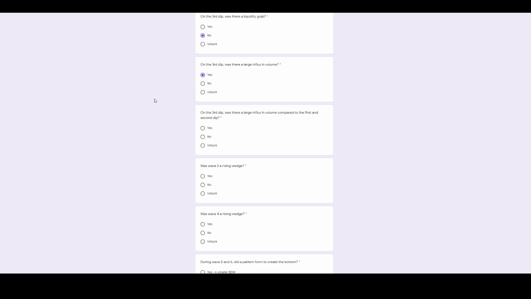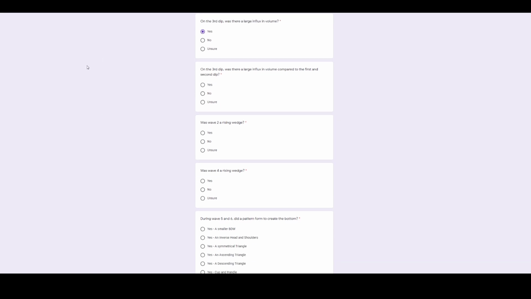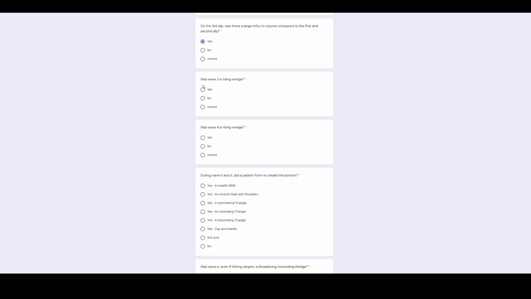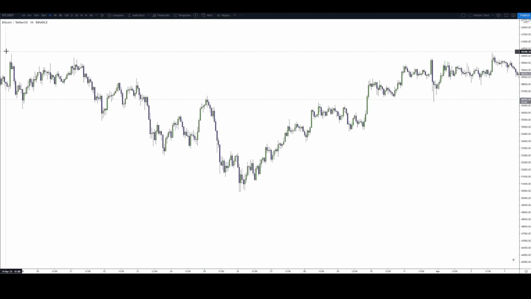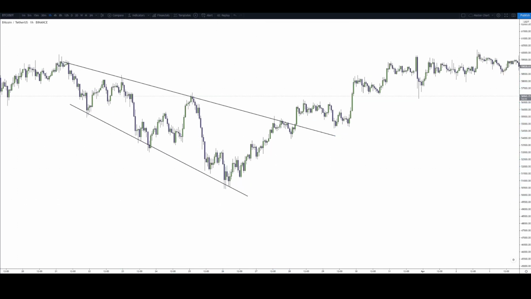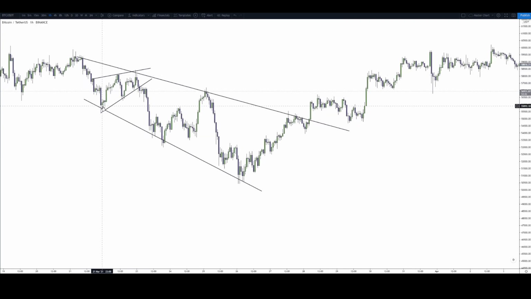So this can help us, once we get enough submissions, work out, is the liquidity grab necessary if there's a large amount of volume? And then was target 2 or target 3 reached, even without the liquidity grab, by breaching trend, if that makes sense. This is going to help get some good data. On the third dip, yes there was. Was wave 2 a rising wedge? So because of the patterns here, because of the larger pattern that's playing out here, because there's more than just a simple triangle, right? There are patterns within patterns. So look at this here. This is just a falling wedge but inversed, alright? This is a rising wedge.